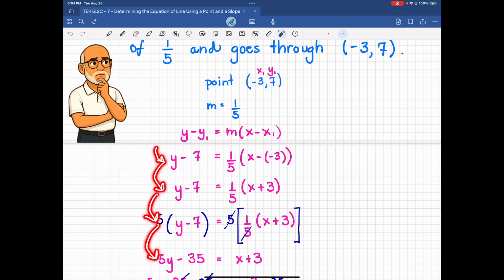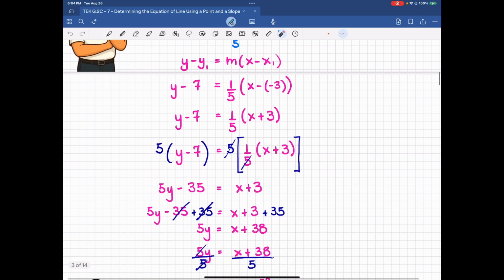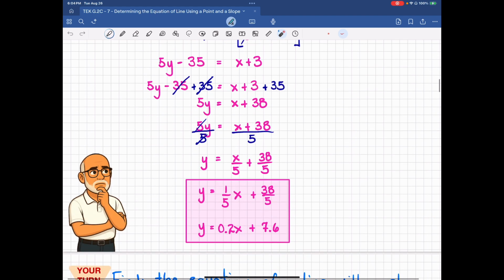You should be able to tell me what has happened and why we did it. I am now going to scroll up, and we're going to look at the rest of the problem. So I have my 5y minus 35 is equal to x plus 3. Well, I'm going to get my y's by themselves. I'm going to isolate my 5y's. So I say, what's happening to my 5y's? Well, we're subtracting 35. So I'm going to get rid of this minus 35.